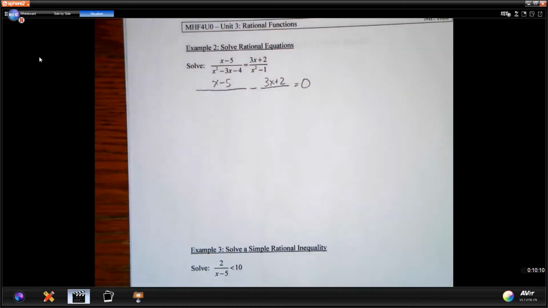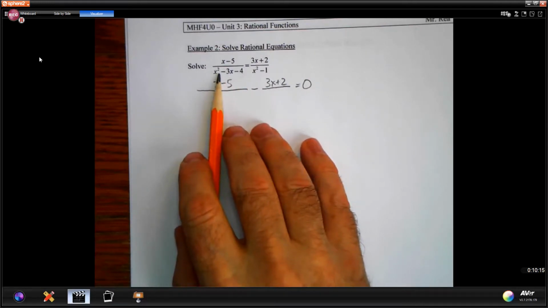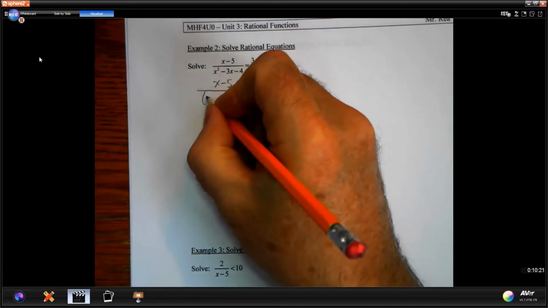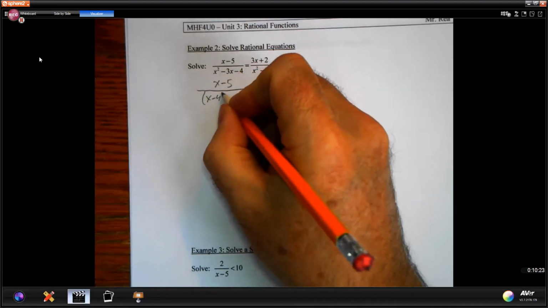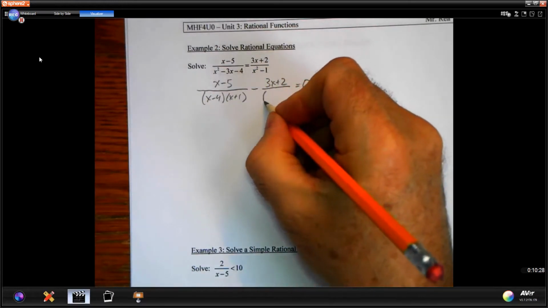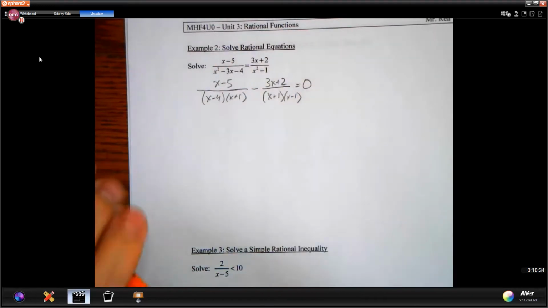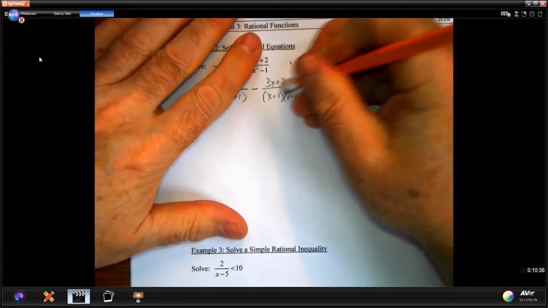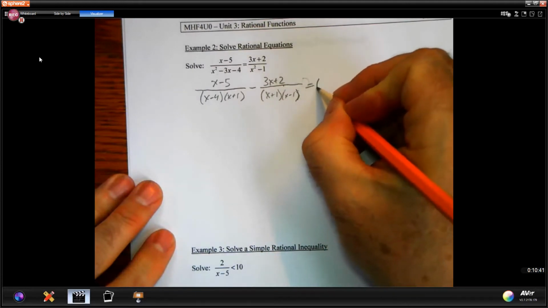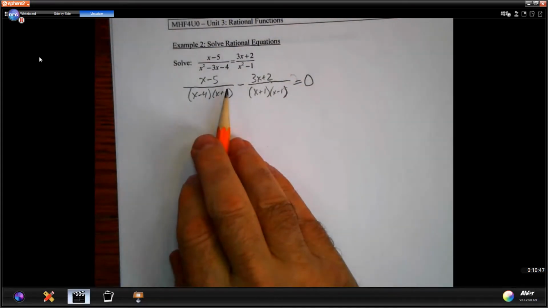equals 0. Now just to save a step here, maybe I could factor the bottoms. So the quadratic on the bottom here, x squared minus 3x minus 4, factors into x minus 4, x plus 1. And this is a difference of squares that factors into x plus 1, x minus 1. Let's stretch this out a bit. Okay, and now the goal would be to combine these into one term.